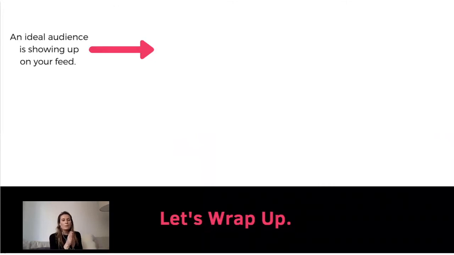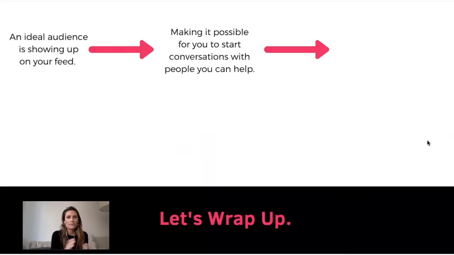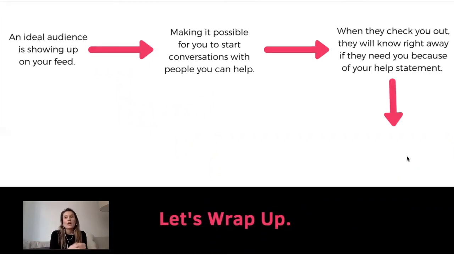Okay, I'm wrapping up now, but I want to walk you through everything that we talked about today. So first of all, an ideal audience is showing up on your feed because you are following hashtags, right? You're making it possible for you to start conversations with people you can help. When they check you out, because you are being consistent with your communication, and because you have a profile picture of your face so that you don't look totally creepy and they're not afraid that they're going to be catfished, when they check you out, they will know right away if they need you, because your I help statement is super clear. They're going to know if you are speaking to them or not.